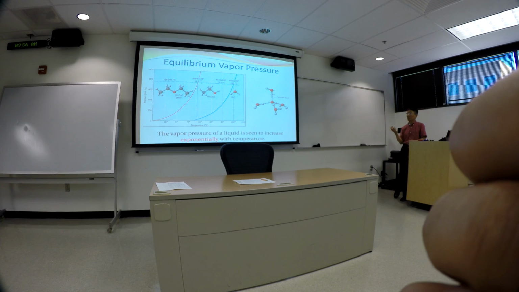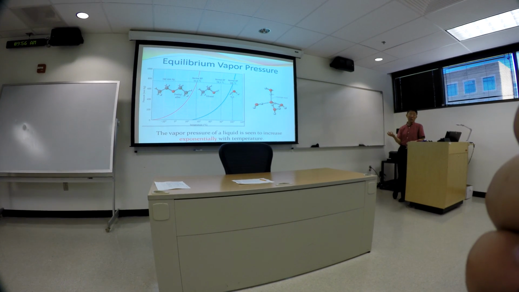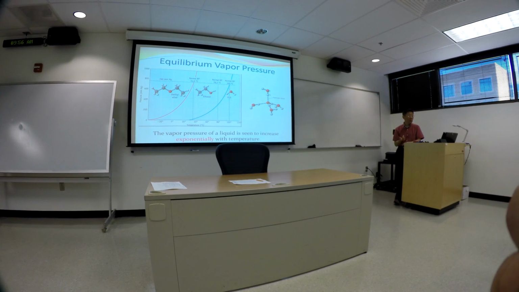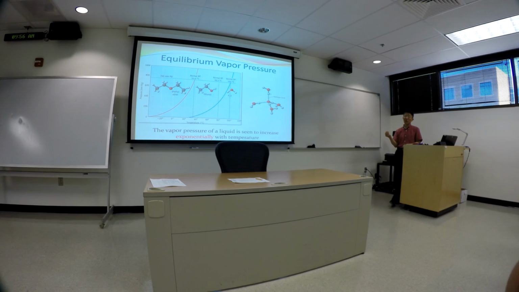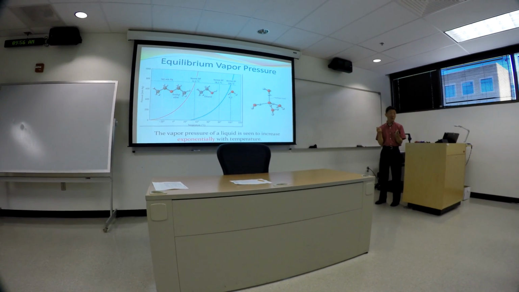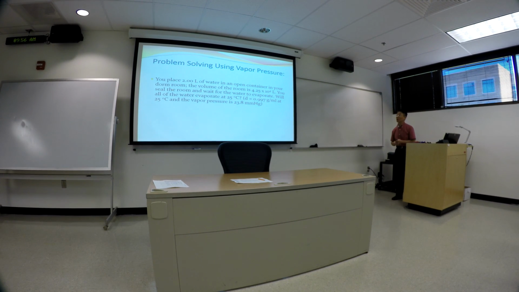Each water molecule can hydrogen bond with 4 other water molecules. Each ethanol molecule can only hydrogen bond with 2 other ethanol molecules. So the more hydrogen bonds you have, the more energy you have to use to break those hydrogen bonds, resulting in a higher boiling temperature there. Okay, so that's what we're looking at.